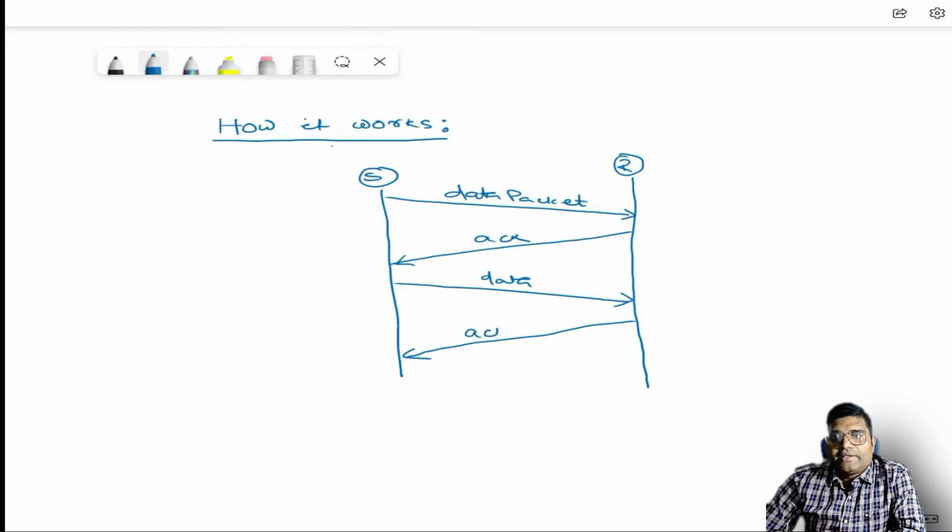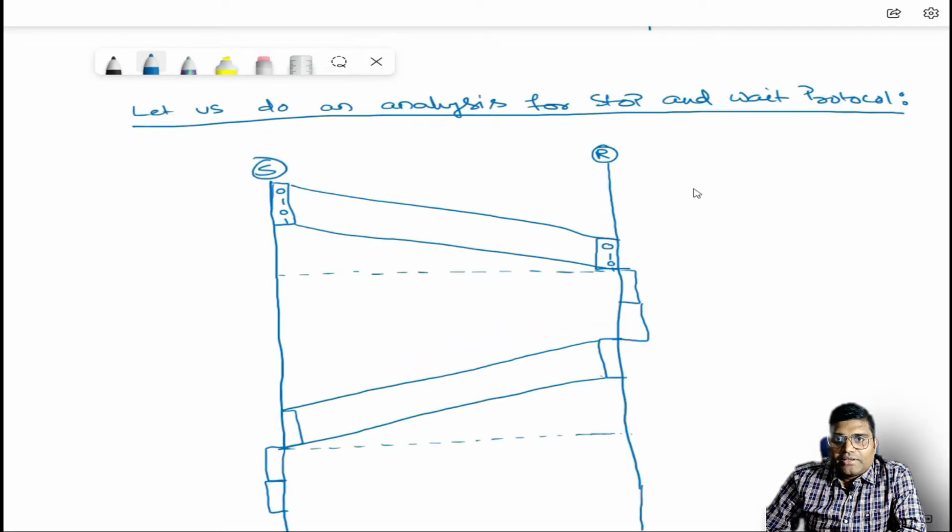Now let us do an analysis of the stop and wait protocol. Consider this is the sender timeline and this is the receiver timeline. We want to send data from the sender to the receiver. So this is the data packet. As we know, the time taken to put this data into the transmission medium is the TT, transmission delay, and this transmission delay is for this data.